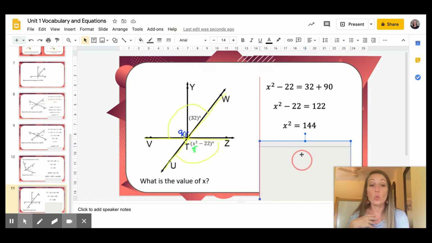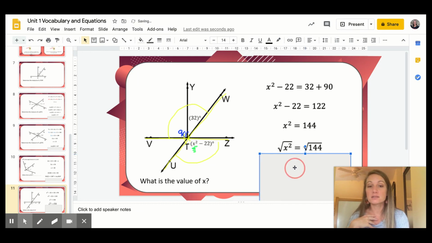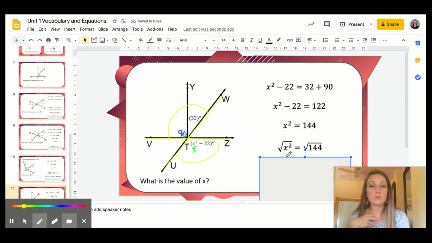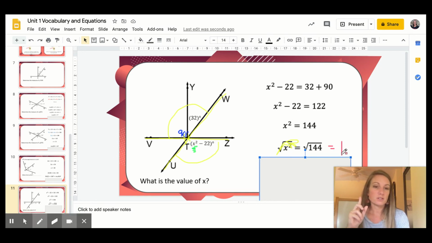So we take the square root of both sides. This square goes away, and I'm left with just x. And the square root of 144 is 12, right? We know it's 12. But I hope there are some of you out there that said, you know what, another number times itself also gets me 144. So think about that for a hot second. What other number times itself gets you 144?